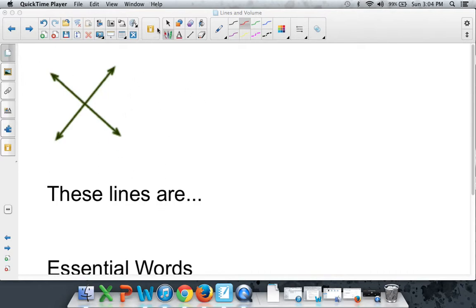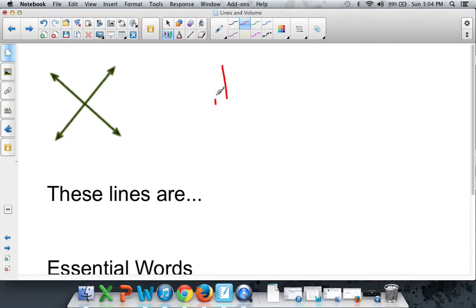Once again, we're dealing with lines. Before I showed you a line like this, and I told you it was intersecting. Then I showed you lines like this, and I told you they were parallel because they'll never touch. Now we have lines like this, and you might be thinking, Mr. Graham, aren't those lines just intersecting like these were? Well, you're right, they are intersecting, but it's a special kind of intersecting that makes right angles.